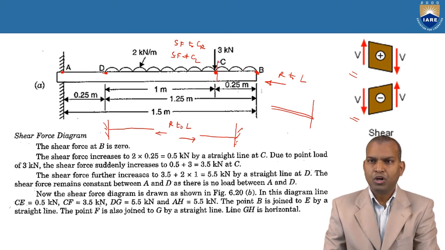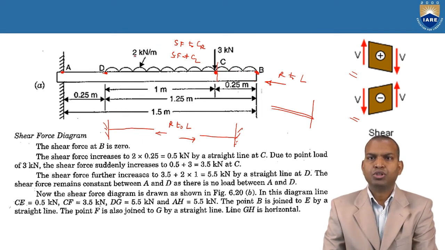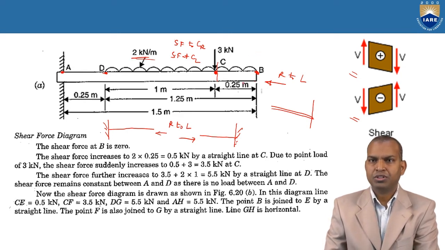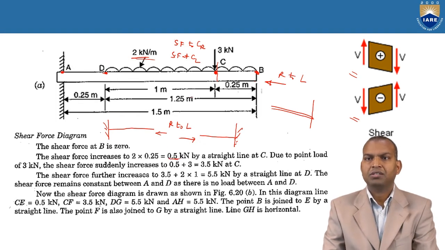Now, up to point C, there is a UDL. What is the uniformly distributed load here? It is 2 kilonewtons per meter. For 0.25 meter, how much? 2 into 0.25, that is 0.5 kilonewtons.